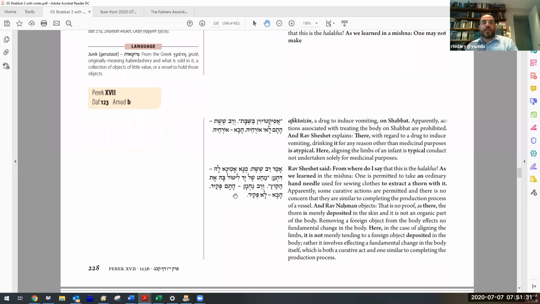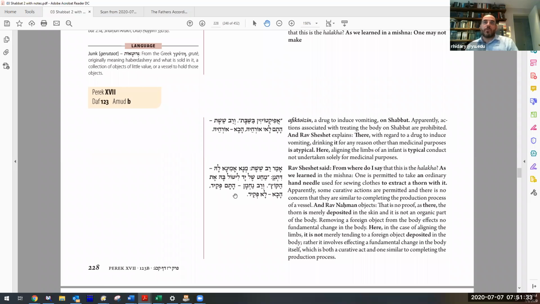So that's different. In that case, the thorn is deposited in your body. You're taking it out, so you're not fixing the body. You're just taking the foreign substance out of it. Whereas in the case of the infant, you are actually fixing it itself, and so therefore it's not allowed.